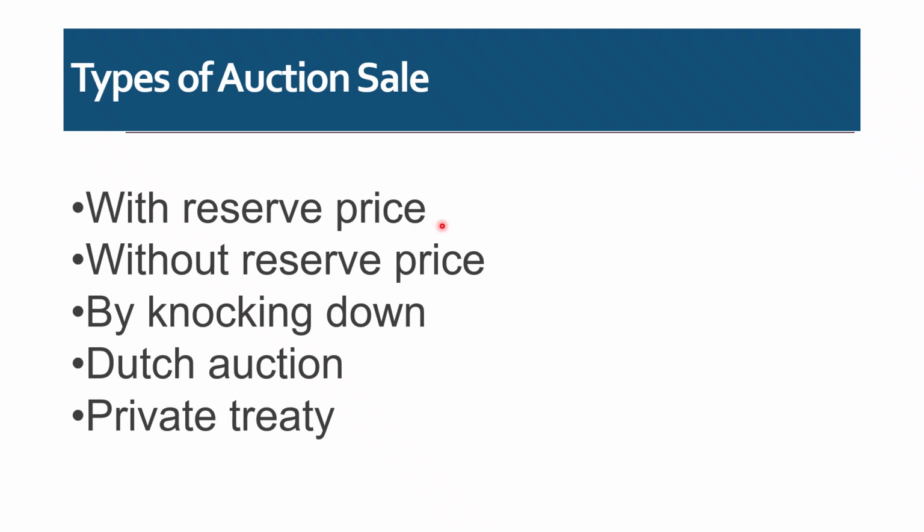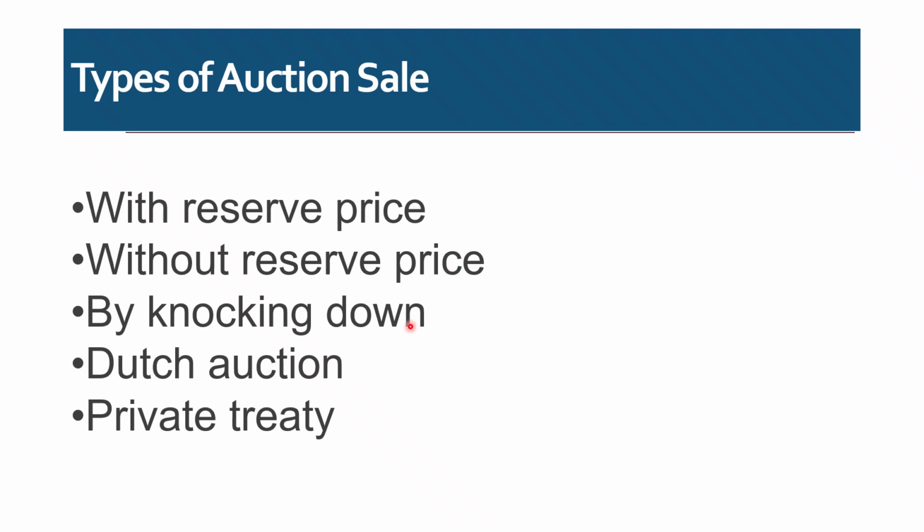Here the seller sets a minimum acceptable price. For example, the seller can set a reserve price of rupees 10,000. Any bid below that will not be accepted. The next type is auction without reserve price, where no minimum price is fixed. The highest bid, even if low, must be accepted.